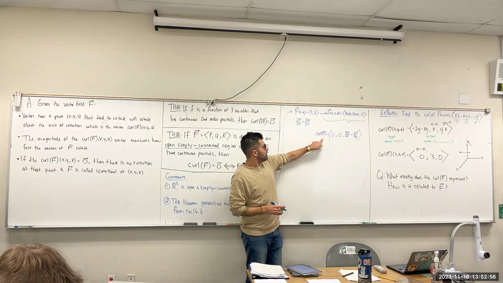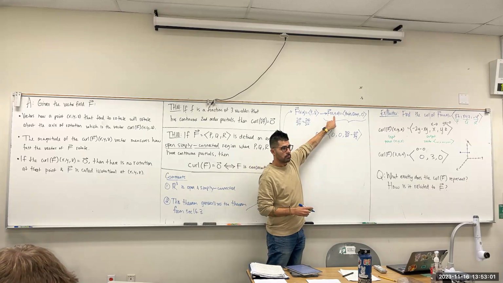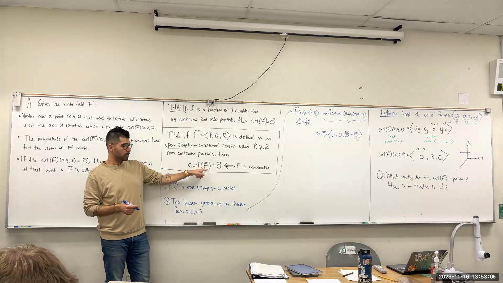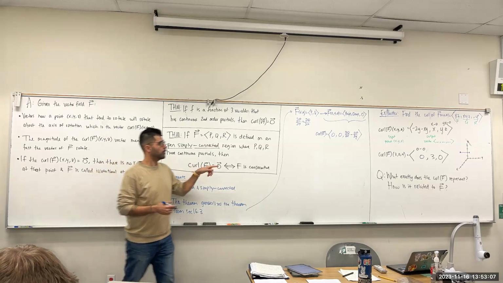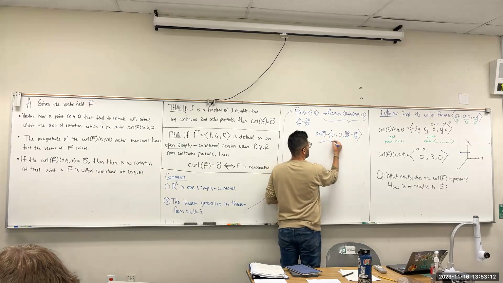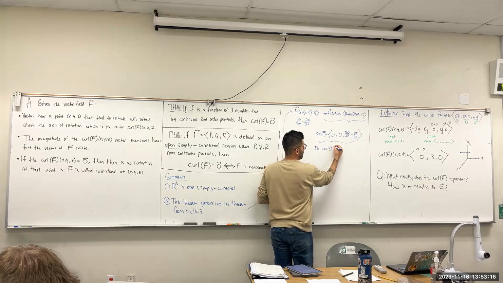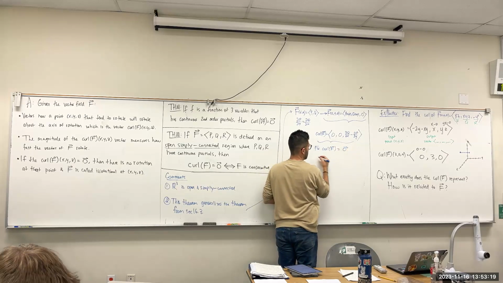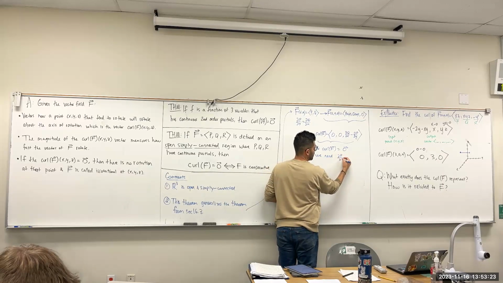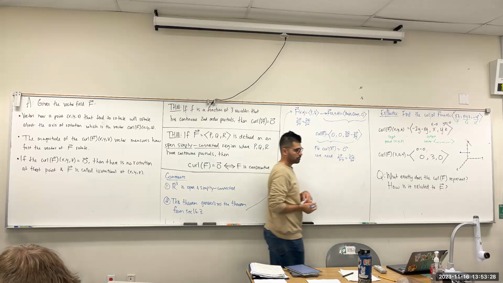What should happen so that this vector field is conservative? You want it to be 0, right? So in order for this to be 0, what does this need to be? 0. So notice that for the curl of f to be the 0 vector, we need the partial of p with respect to y to be equal to the partial of q with respect to x.